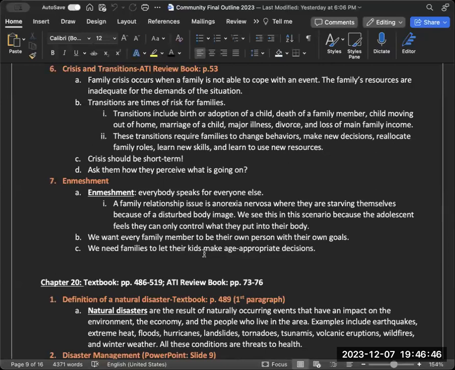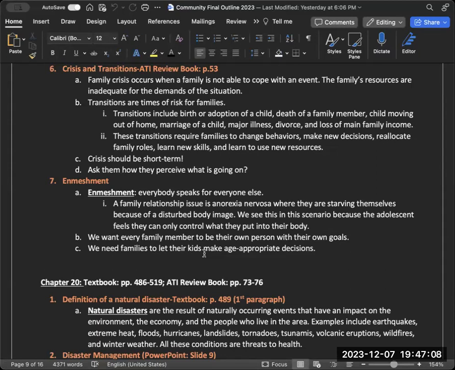The next thing I have is crisis and transitions. It's on ATI review book page 53. So I copied everything that was there and added in any notes that Dr. D said. So in the ATI, it said that a family crisis occurs when a family is not able to cope with an event. The family's resources are inadequate for the demands of the situation.